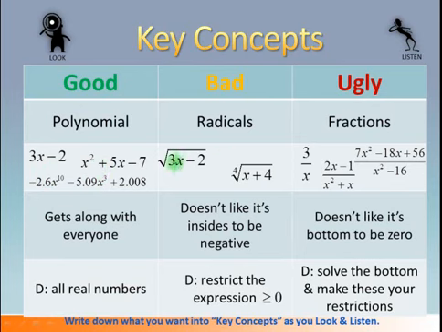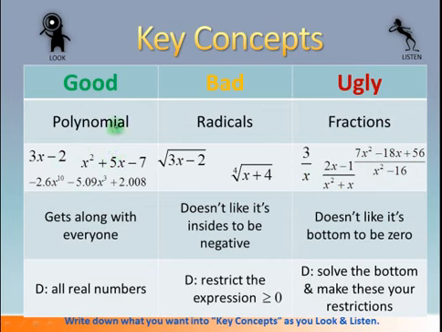Radicals have a square root or radical symbol. So this is an example of a radical, square root of 3x minus 2, the fourth root of x plus 4. The third category are fractions or rational expressions. So you have 3 over x, 2x minus 1 over x squared plus x, and the third one as well. These are all rational expressions or fractions.